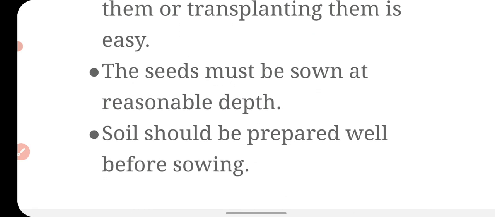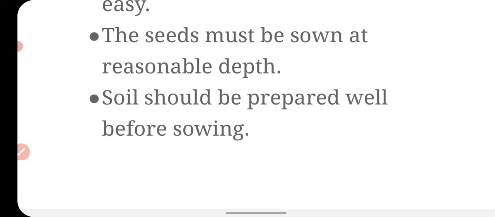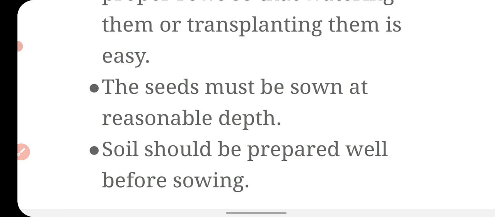And when we sow the seed at a proper reasonable depth, then the seed gets enough amount of air and does not suffocate, and if they are at a reasonable depth, they can grow easily and they cannot be eaten up by the birds. And lastly, soil should be prepared well before sowing. Before sowing the seed, we should prepare the soil so that all the necessary nutrients will be available for the germination of seed, and a good healthy crop will be produced and you will get a good result from the crop.